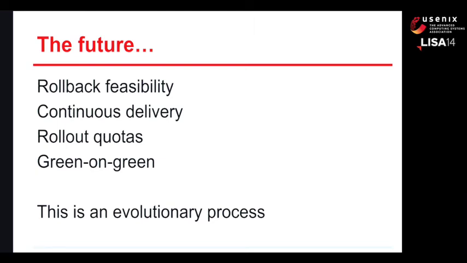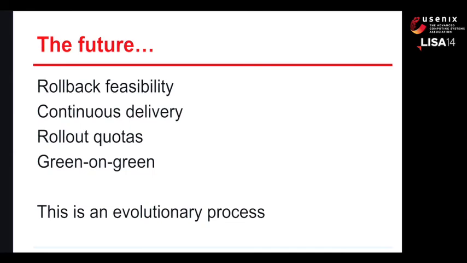So for the future, we want to do things like rollback feasibility. If you're going to roll out a new version, how easy is it to roll back? If there are database schema changes, that starts making a big impact in your feasibility. If it's just a binary change, rolling back is easy. But as soon as you include data, now life gets weird. So testing for rollback feasibility.